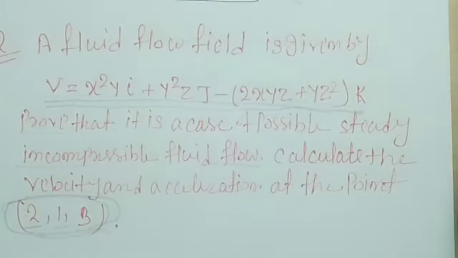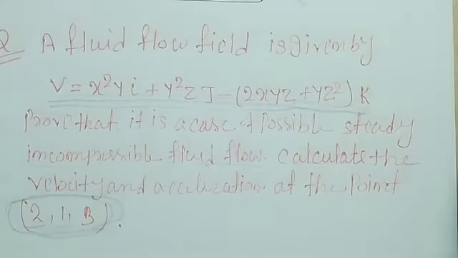Right, first of all you have to prove that whatever velocity profile is given is a possible case of fluid flow in a steady and incompressible flow. Incompressible means density is constant, that is rho is equal to constant, and steady means the fluid property does not change with respect to time. So whenever we have to see whether the given fluid is a case of possible flow, it must satisfy the continuity equation.